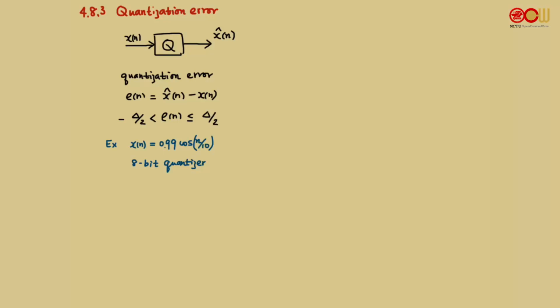For example, x[n] is 0.99 cosine of n over 10, and we use an 8-bit quantizer to quantize x[n]. In this case, delta will be Xm over 2 to the B. Suppose we use Xm to be 1, and because it is an 8-bit quantizer, B is 7. So 2 to the B would be 128, and half delta would be 1 over 256. This is around 0.004.